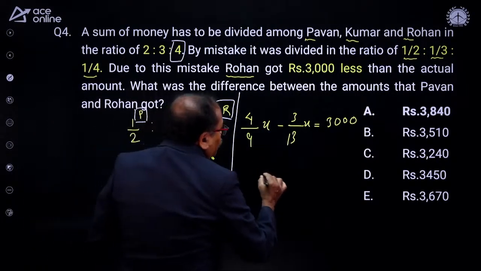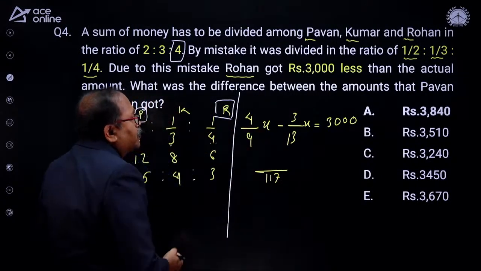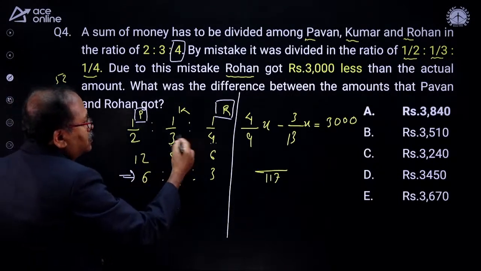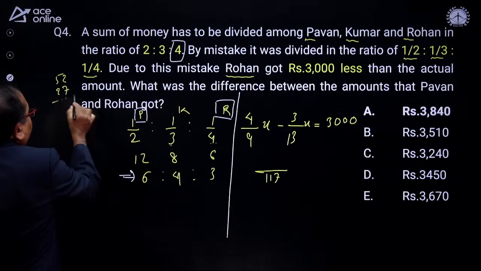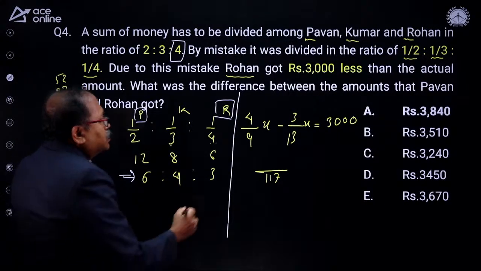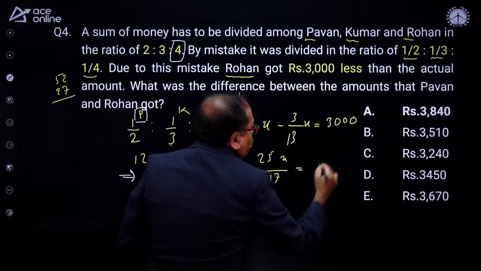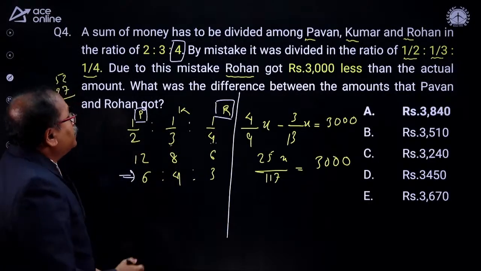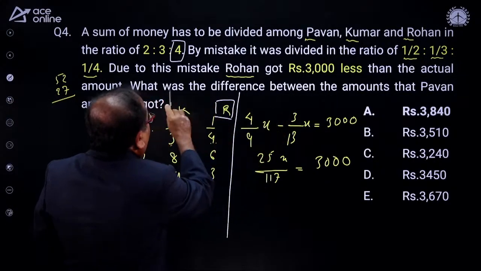Let me find out. I noticed that the LCM is 117 here, and 13 times 4 is 52. Let's write it in rough: 13 times 4 is 52 and 9 times 3 is 27. So how much is this difference? It comes to 25. So this is 25x, which is equal to 3000. This is already given to us.